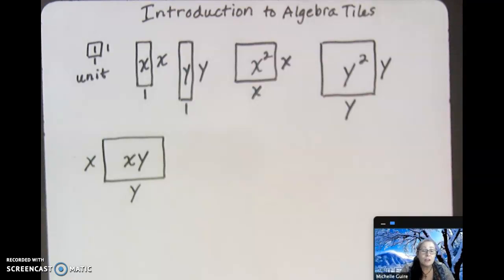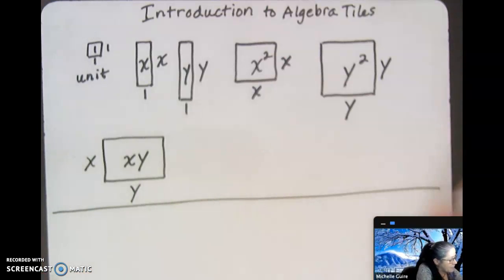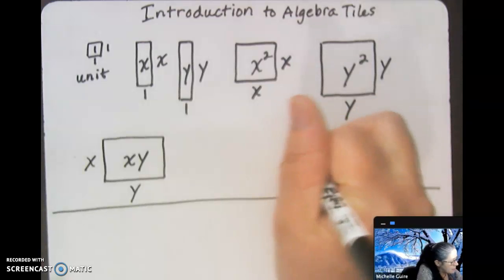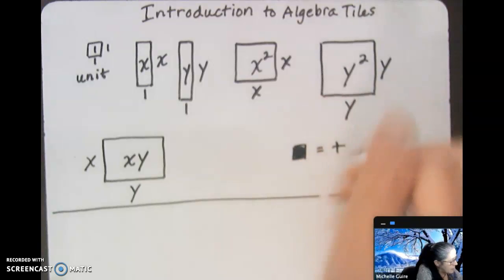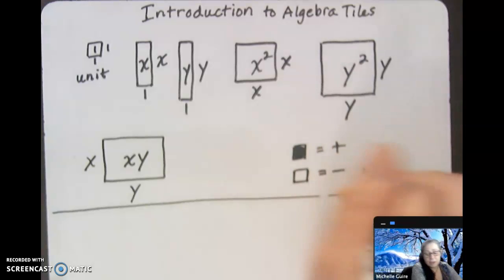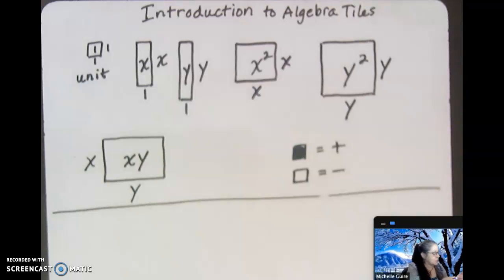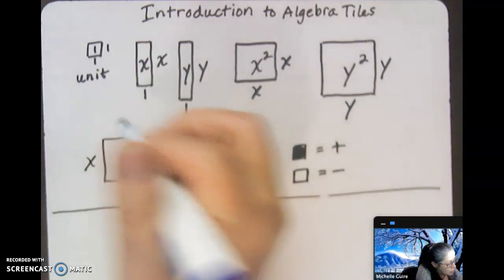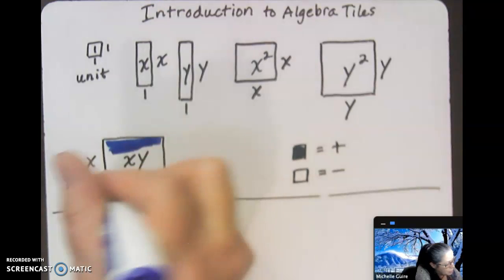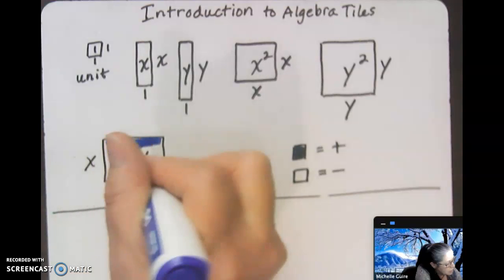So now we're going to take a look at what happens when we have tiles in a group. So one more thing I want you to know is that if a tile is shaded in, it's going to be a positive value. And if a tile is not shaded in, it's going to be a negative value. And so I just wanted to shade these in just a little bit because I know that on the website these are going to be different colors, but I'm going to shade this in blue a little bit here, just so you know these are positive.